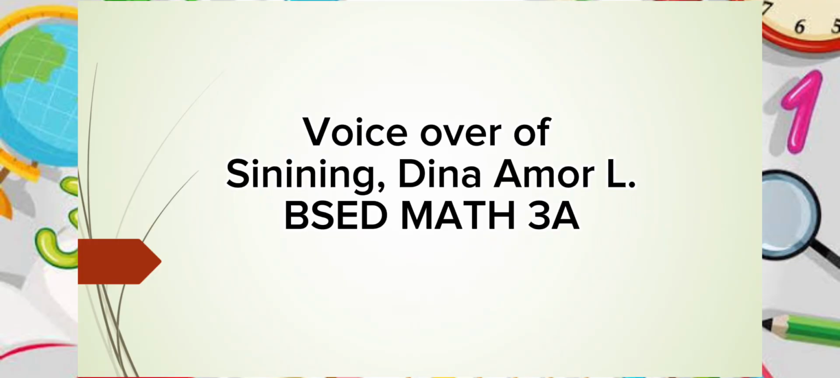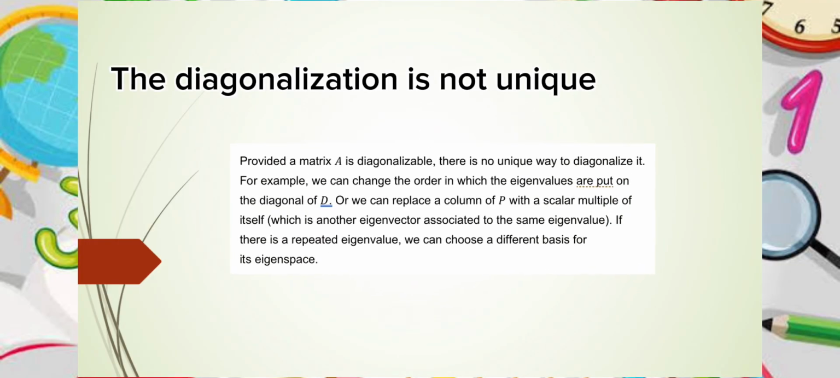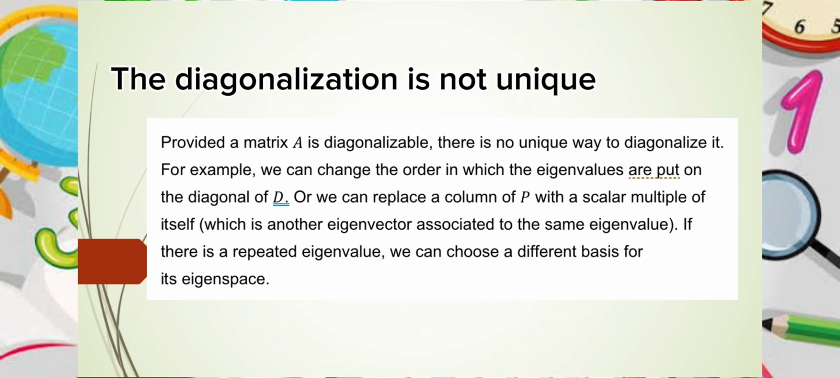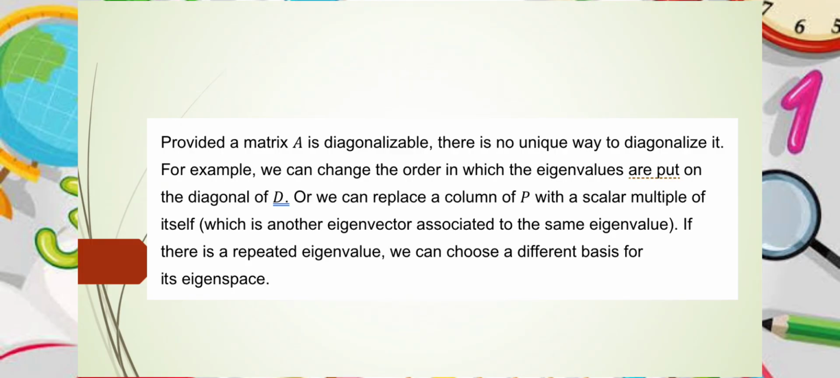To continue with the last topic, the diagonalization is not unique. Provided a matrix A is diagonalizable, there is no unique way to diagonalize it. For example, we can change the order in which the eigenvalues are put on the diagonal of D, or we can replace a column of P with a scalar multiple of itself. So if there is a repeated eigenvalue, we can choose a different basis for its eigenspace.